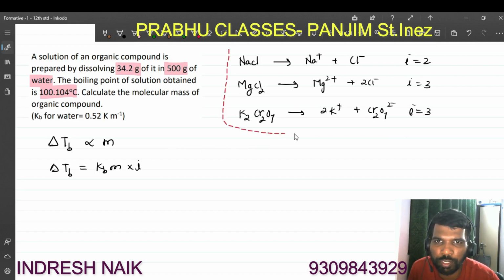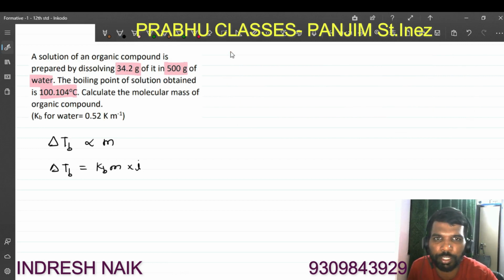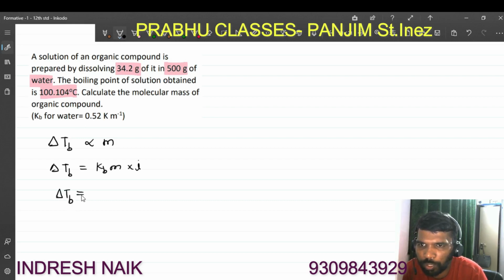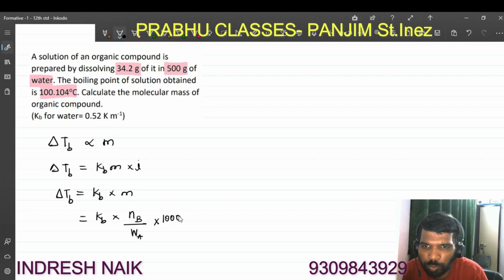So here we'll consider i to be equal to 1, assuming that it's not getting dissociated. So I'll just write i = 1. Delta Tb is equal to Kb into molality. Now what is molality? Molality is the number of moles of solute upon mass of solvent in kg. So this 1000 is the multiplying factor.